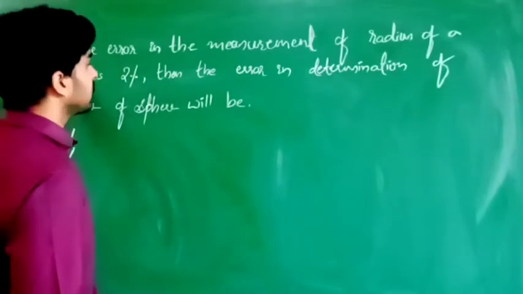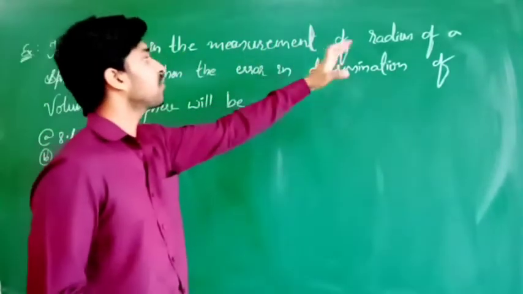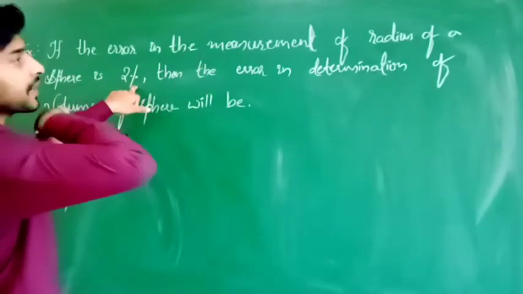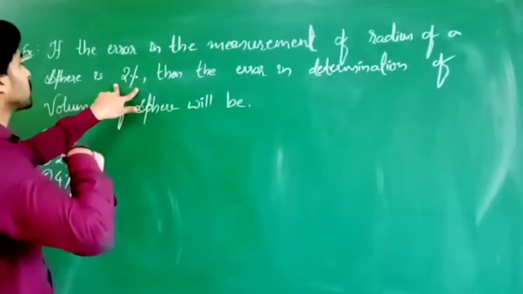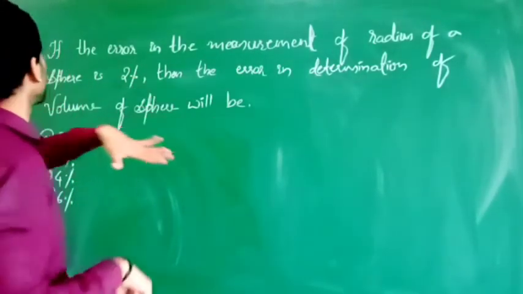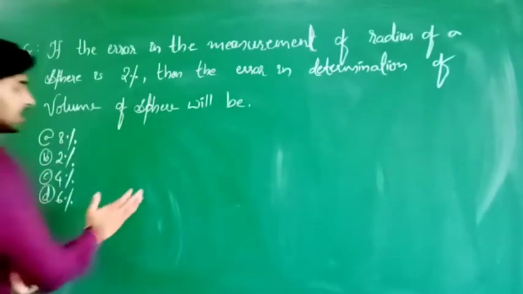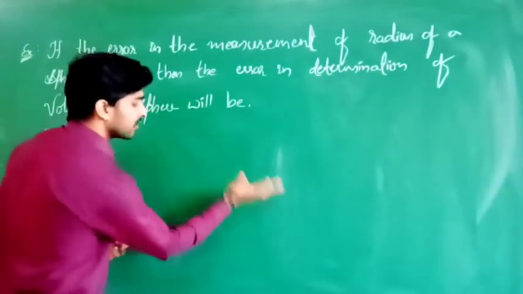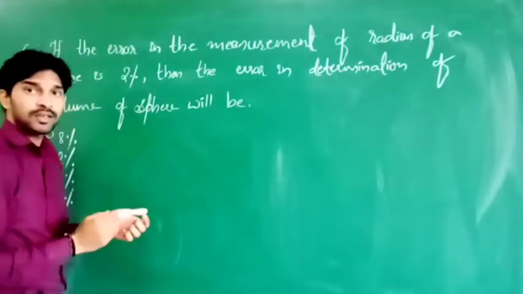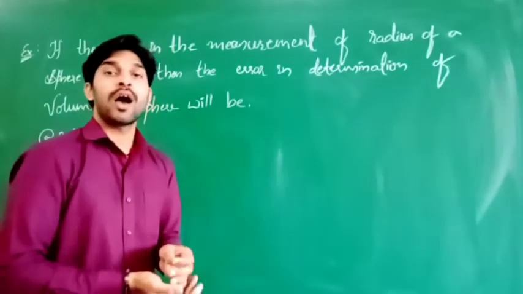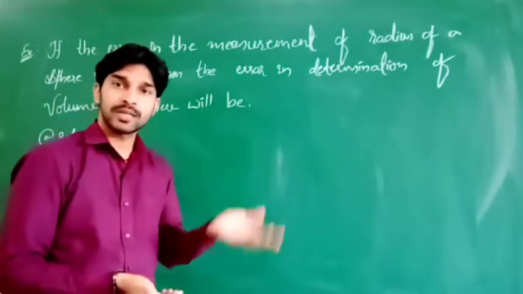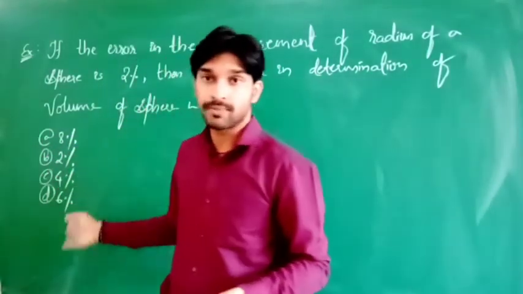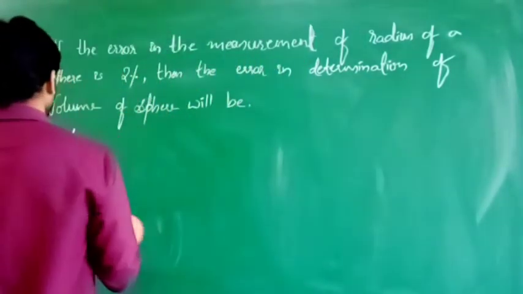Clear? What they have given? If the error in the measurement of the radius of a sphere is 2%. While measuring the radius, they have got this much percentage of error, 2%. Then the error in the determination of the volume of the sphere will be? That means what they are asking, finally, whenever we calculate the radius, we got 2% error. And when we go for determination of volume, what is the percentage error there? Four options they have given: 8%, 2%, 4%, 6%. Clear? Shall we go to the solution of this?